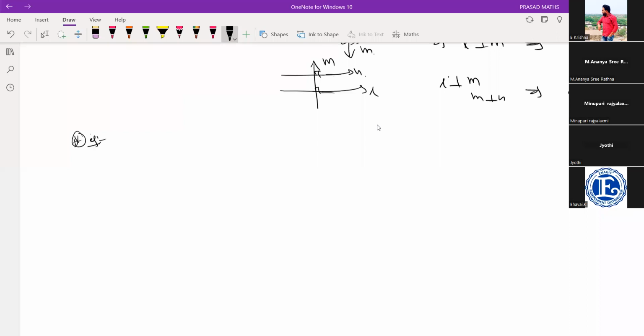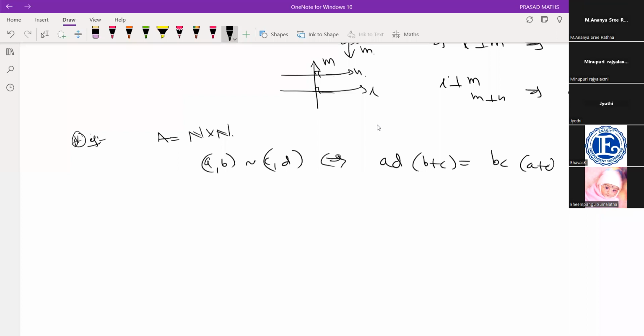Suppose we take this. Next, (a, b) is related to (c, d) if and only if ad(b + c) = bc(a + d) for any a, b, c, d in N. Question: is it reflexive? Use the chat box.